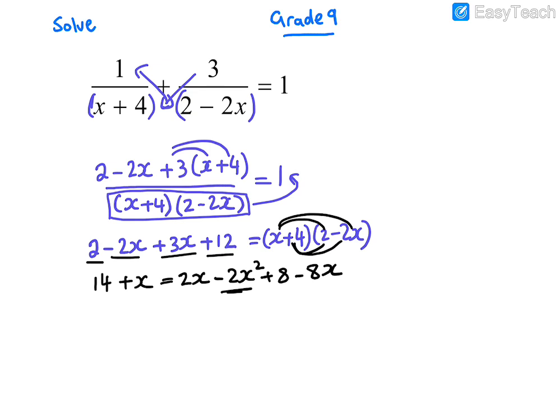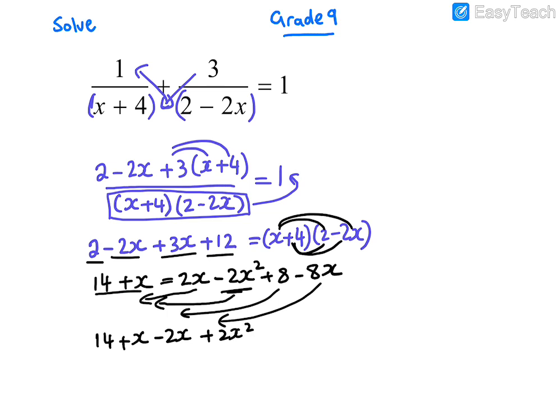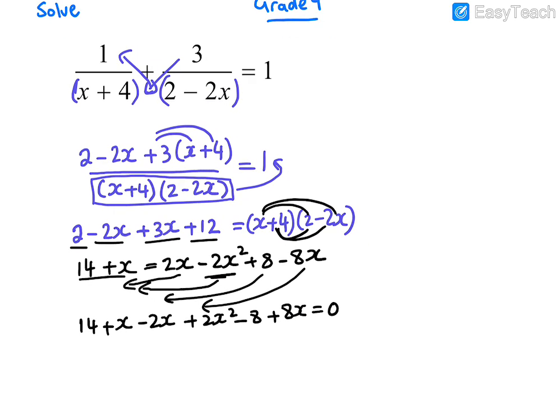So basically I want to get that to a positive 2x squared. So I'm going to start moving all the terms to this side of the equation by doing the opposite function. So I'm going to start with what we have already on this side. We got 14 plus x, and then it's going to be take away 2x, add 2x squared, take away 8, plus 8x. I mean, you could have simplified before moving across, but it doesn't really matter. You can simplify them now.